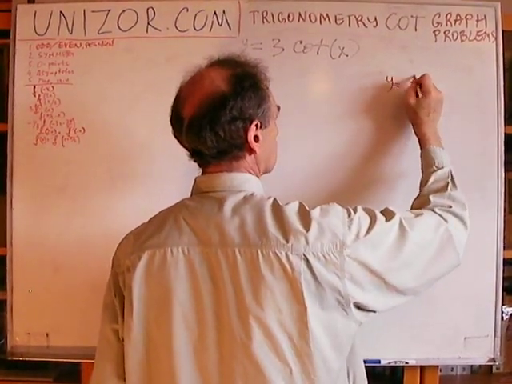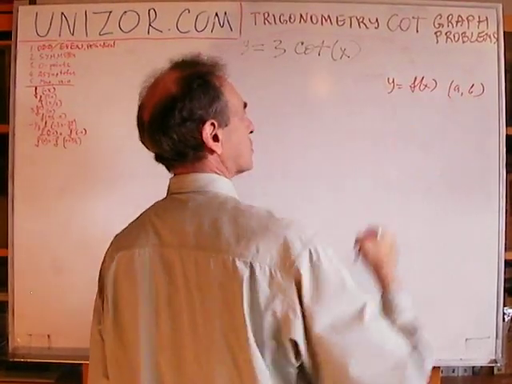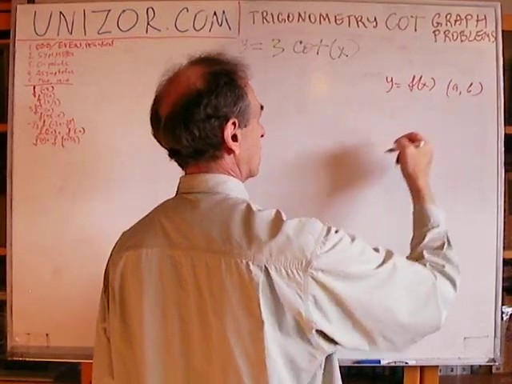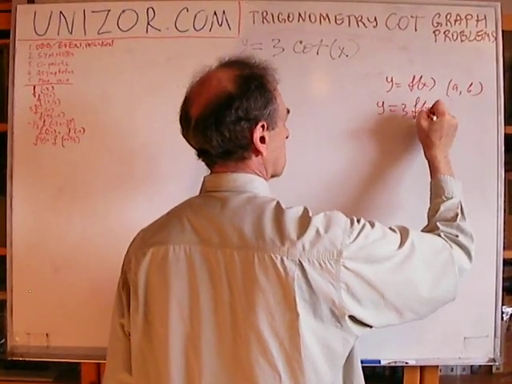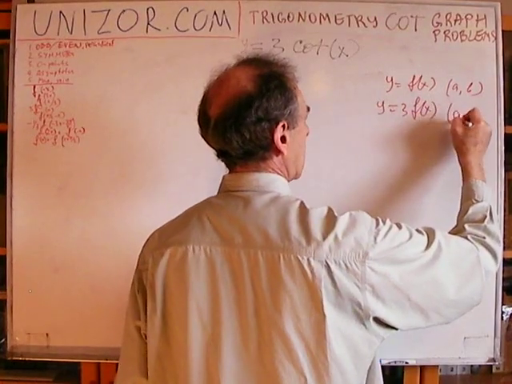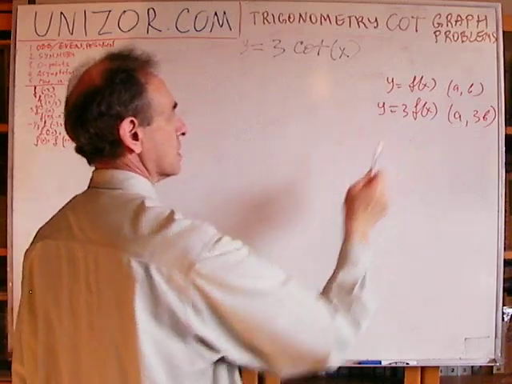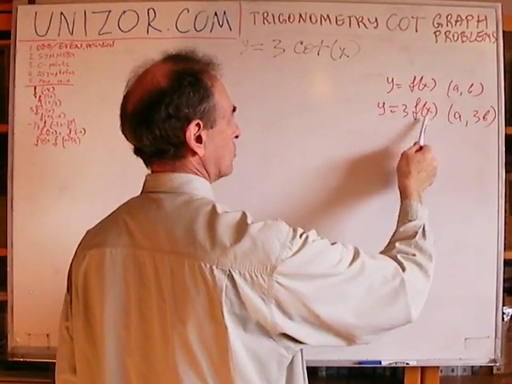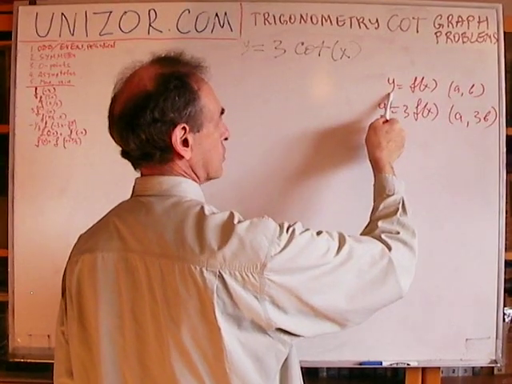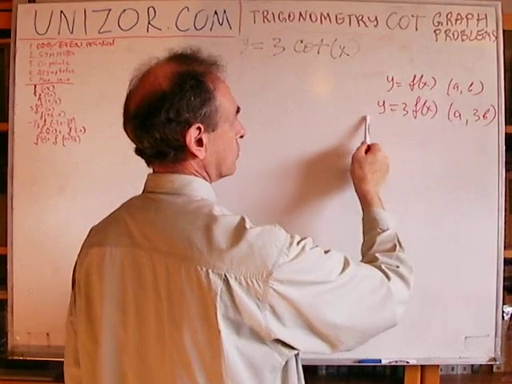So whenever, again, let me get back to my general functions. If you have general function f of x and the point (a, b) belongs to this particular graph, which means b is equal to f of a, then if you have the graph y = 3f(x), then obviously (a, 3b) belongs to this graph. Why? Well, let's substitute. A, it would be f of a. F of a we know equals b, so it would be 3b, and y is equal to 3b.